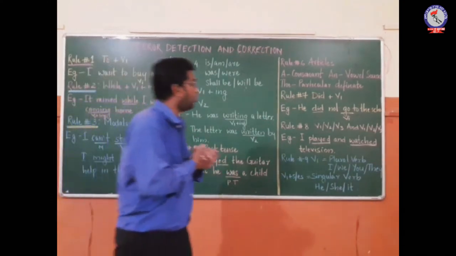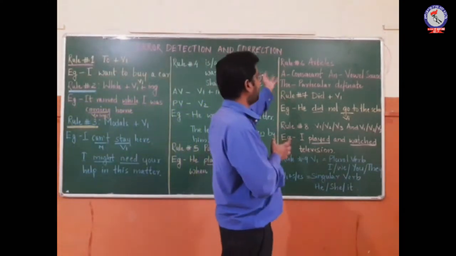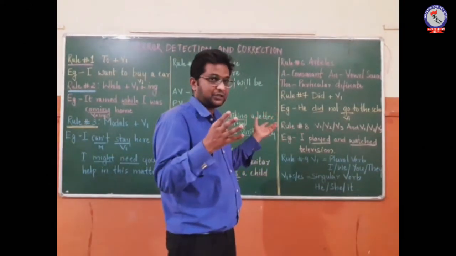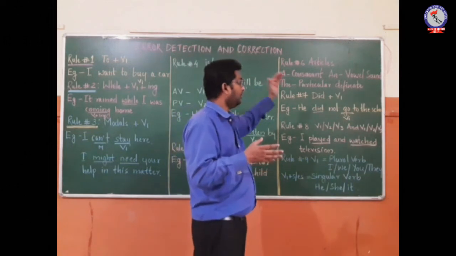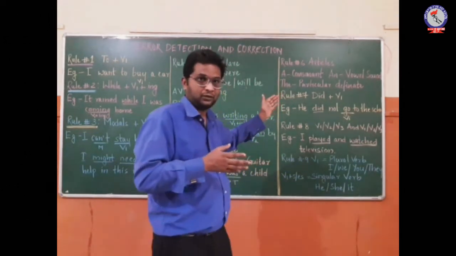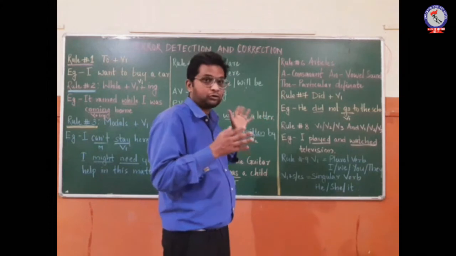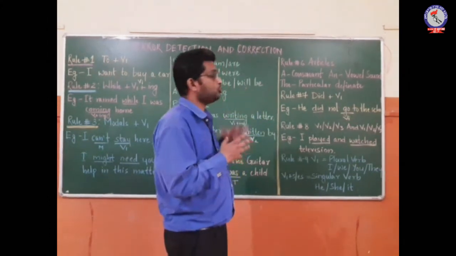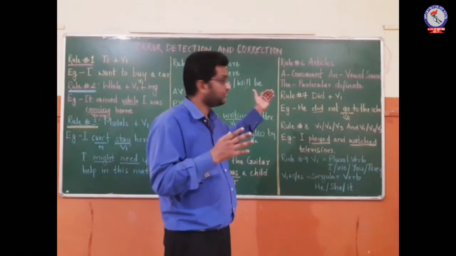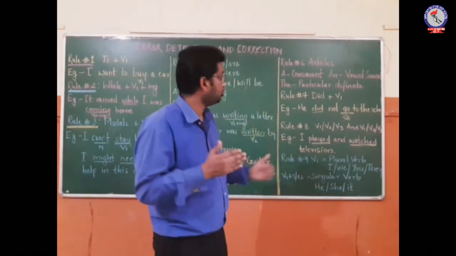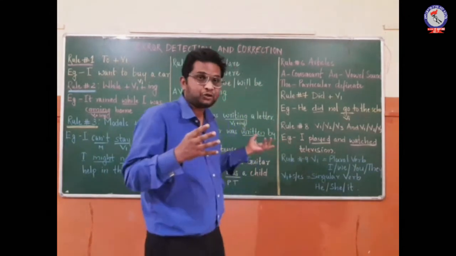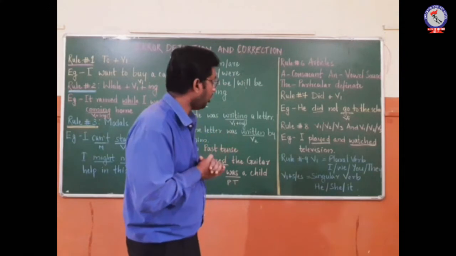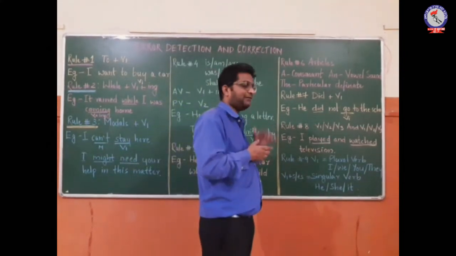Now let's move on to rule number 6. Use of articles. Which are the articles? A and the. A will be used with words that produce a consonant sound, an will be used with vowel sound producing words, and the will be used with particular or definite things. Now this is clear. Let's move on to rule number 7.